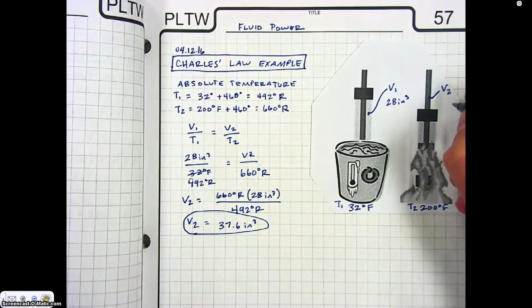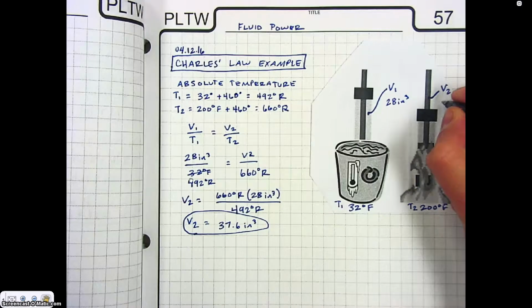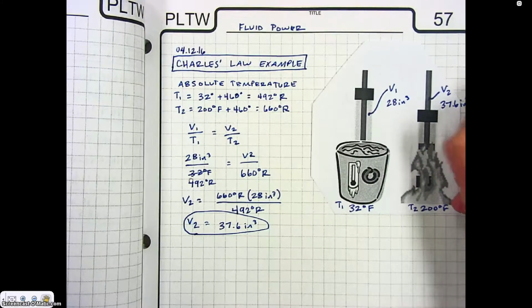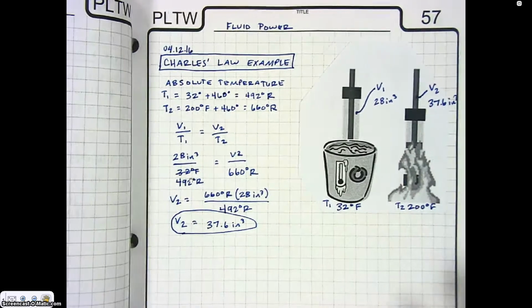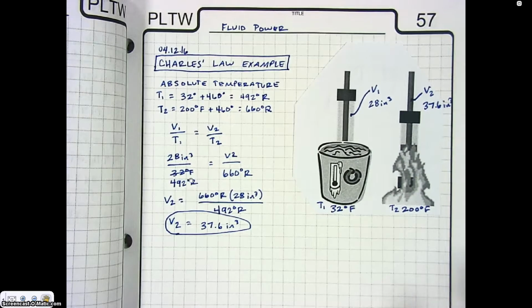And so when we heated that up, the volume rose to 37.6 inches cubed. You can think of this, if you've ever messed with a gas tank for a lawnmower or something, you know, in the summer it expands in the heat. And so that's what's happening here. The volume of that air in the container is increasing with temperature change.